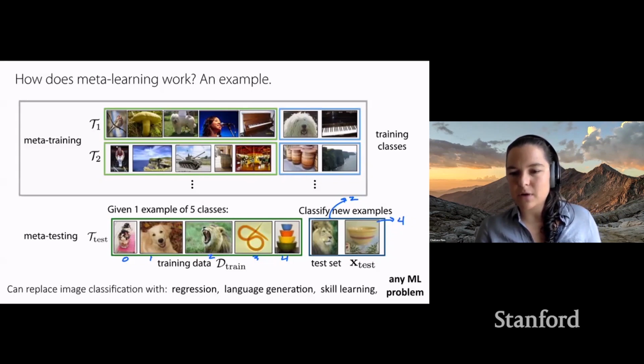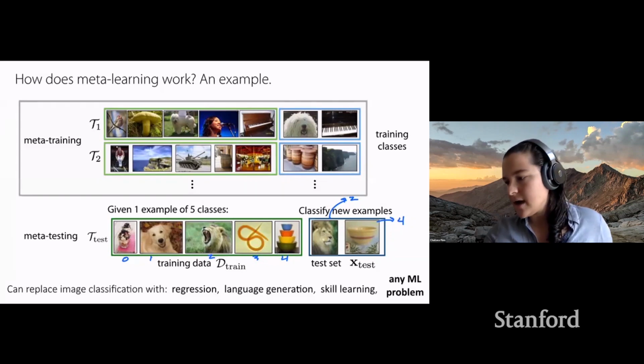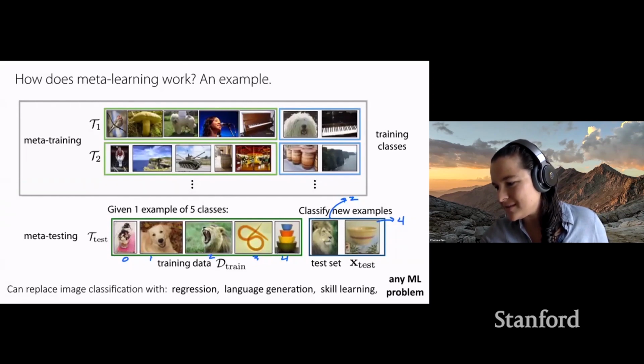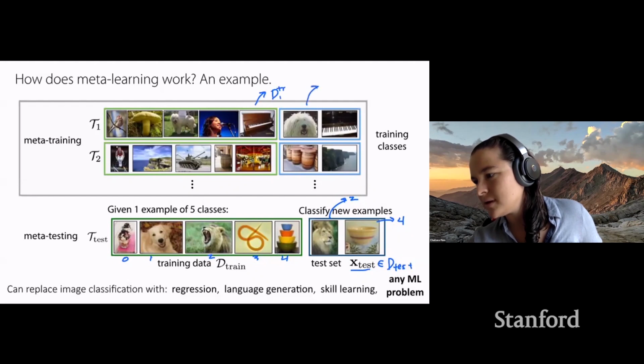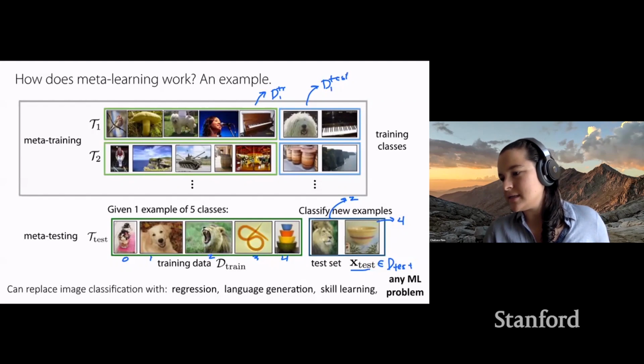It looks like there is also a clarification question in the chat, which is what's the difference between X test and D test? I'm calling these examples X test, and then these are within some data set D test. So for this task, for example, I would call this D train for task 1 and D test for task 1. And I think that answers the question.